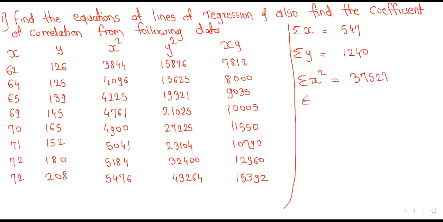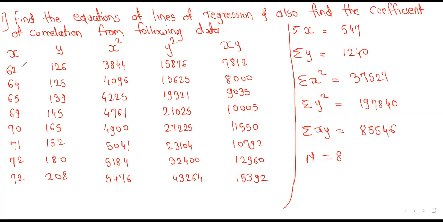Summation of y square is equal to 197840. And summation of xy is equal to 85546. And capital N is equal to how many values of x are given? 8, right?